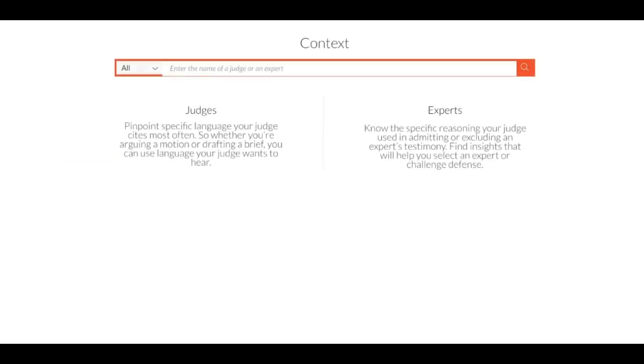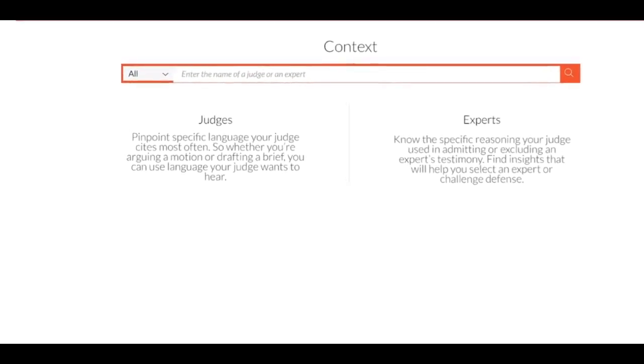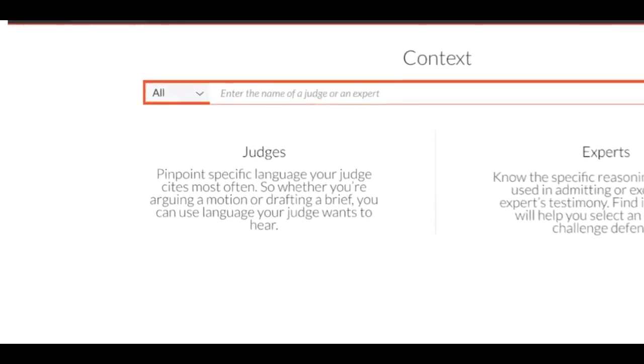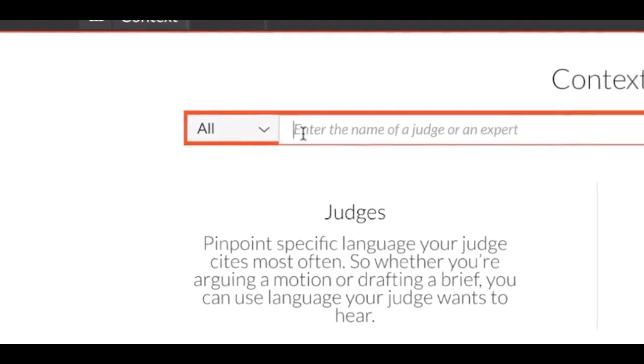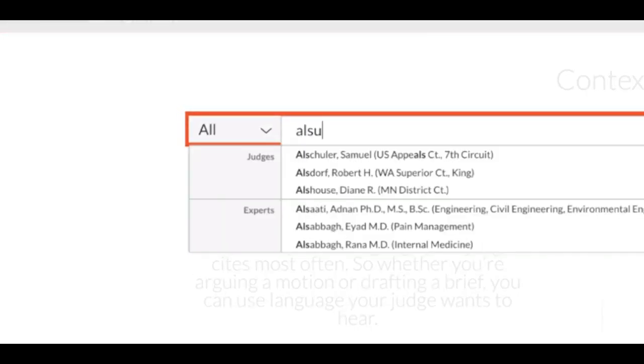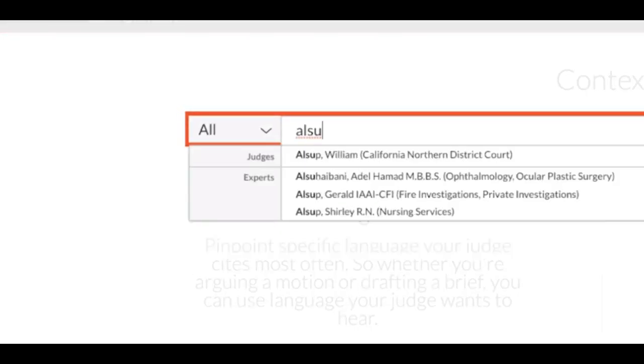Context is a litigation analytics solution that uses language analytics to uncover the citations and language judges rely upon most often, as well as revealing the motion outcome and grant and deny rates for motions. To begin searching for judges, simply type in the name of the judge in the red search box, and a word wheel will appear with suggested names.